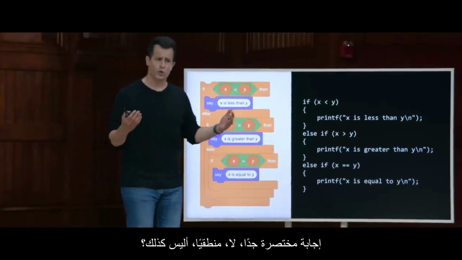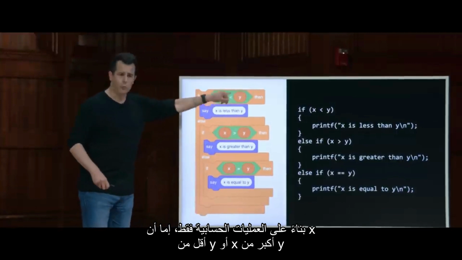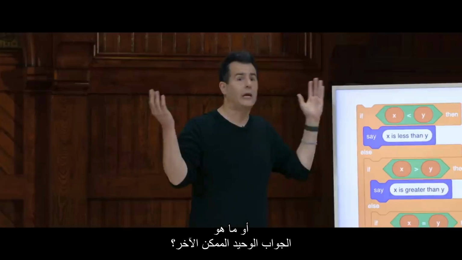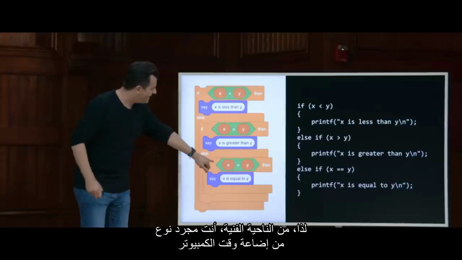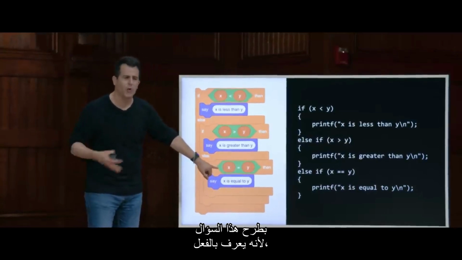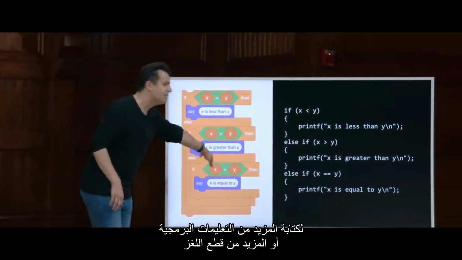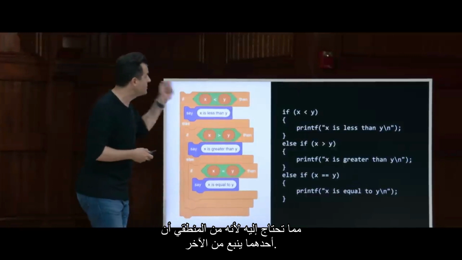So short answer, no, logically, right? Just based on arithmetic, either x is less than y, or x is greater than y, or what's the only other possible answer? They must be equal logically. So technically, you're just kind of wasting the computer's time by asking this question, because it already knows at that point the answer. And you're wasting your time as the programmer bothering to type out more code or more puzzle pieces than you need, because logically one stems from the other.